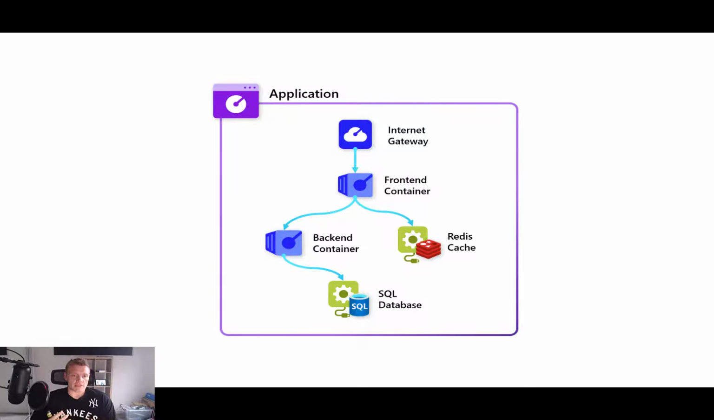So if you take this example here, we might have a UI for an e-commerce site that talks to a backend container, which then can talk to a SQL database. We might have some caching on that website, so we need a Redis cache, and then we can expose that to the public internet using a public gateway.